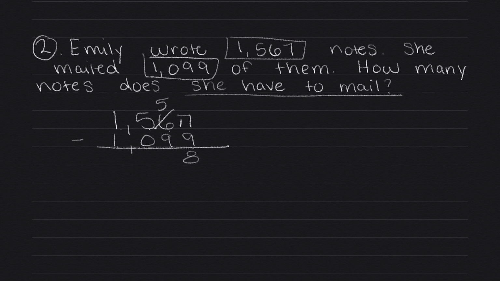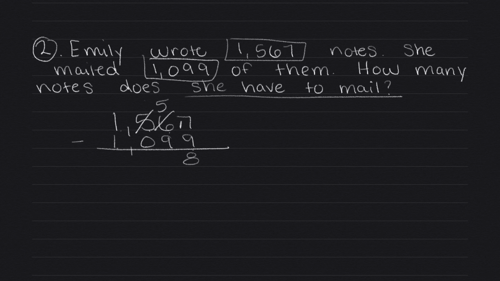Can I do 5 take away 9? Again, I cannot. So I need to go next door and borrow from my other 5 in my hundreds place. Turn that into a 4. And then put the 1 that I borrowed with my 5. Now it is a 15. 15 take away 9 is 6. 4 take away 0 is 4, and then 1 take away 1 equals nothing. So I'm left with 468 notes that she still has to mail.